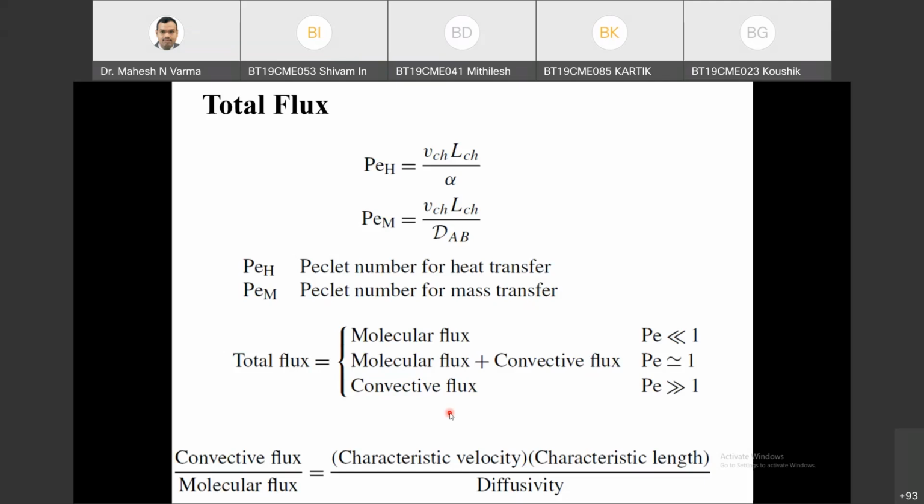Is this clear? Yes, sir. Yes, sir. Okay. Anybody else has any doubt in this?